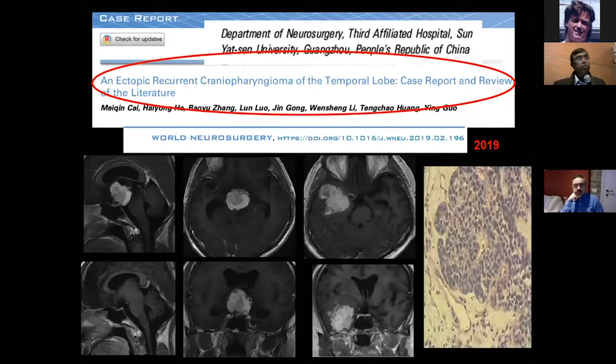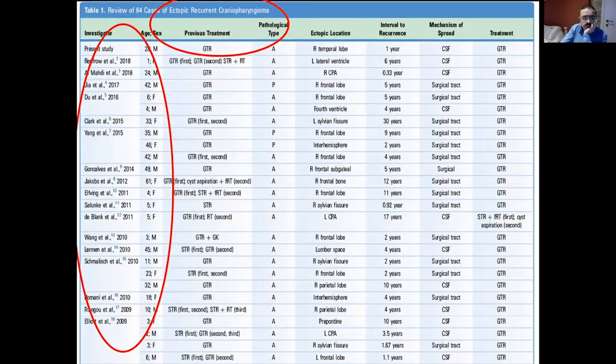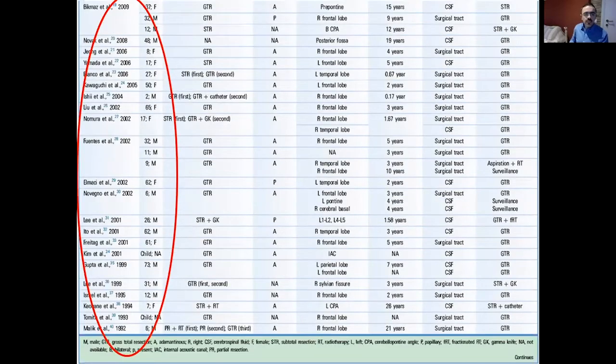This paper, on ectopic recurrence, I choose to put as the first paper on these recurrences, 2019. This is published in World Neurosurgery recently from China, and they speak about this. Craniopharyngiomas, and then this is the recurrence in the temporal area. So this is the original, this is the seedling or recurrence. And they have put a long list of recurrences. These are the cases, and these are the authors. Again, anybody who is recording this can see for themselves that this is true.